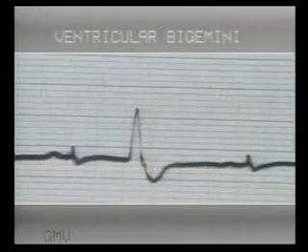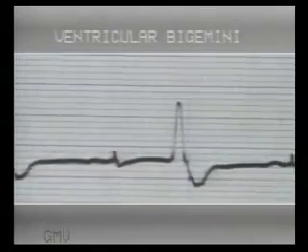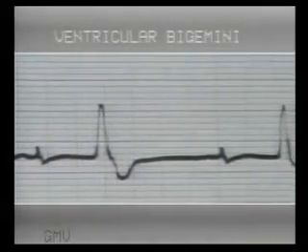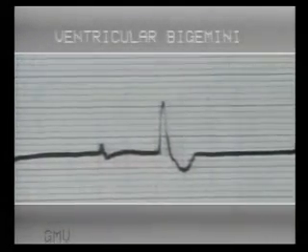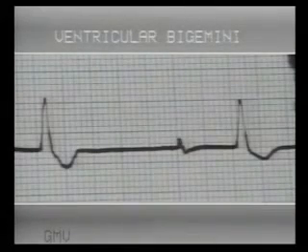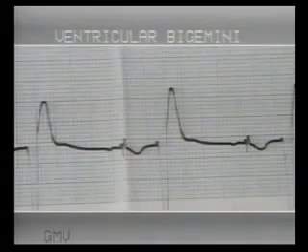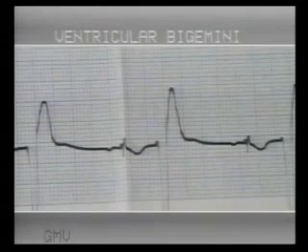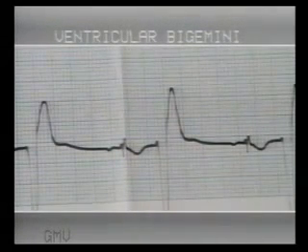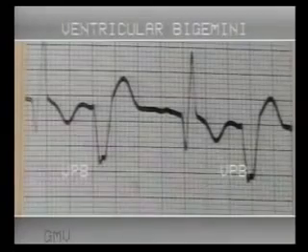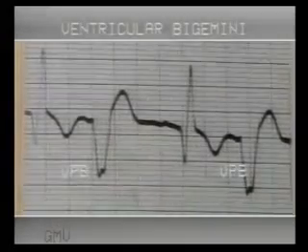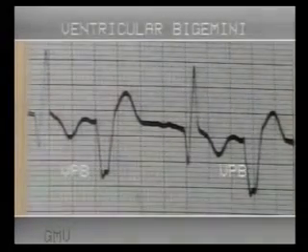This ECG shows alternate normal beat and ventricular premature beat. This is called ventricular bigeminy, where every alternate beat is a ventricular premature beat. Note the ventricular bigeminy. This is the same ECG in another lead. Note alternating normal beats and ventricular premature beats. This is another ECG of ventricular bigeminy with alternating ventricular premature beats.